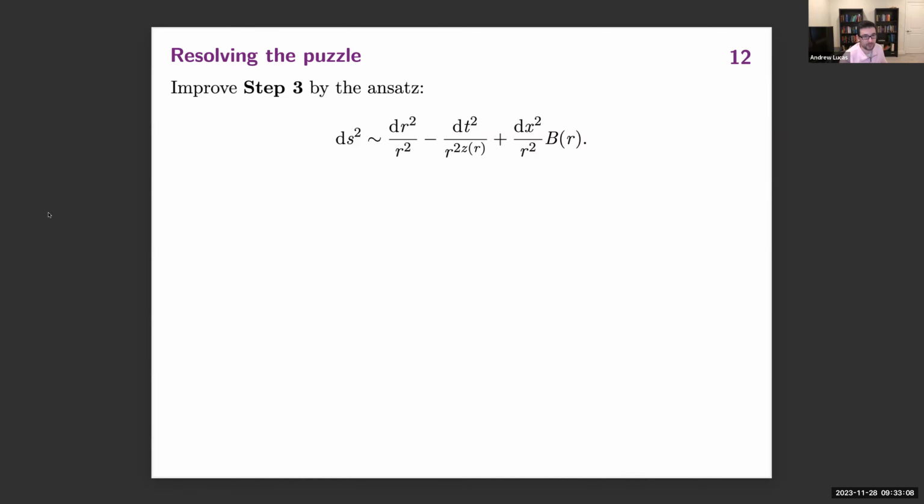So to fix it, we can use a homogeneous ansatz for the bulk geometry, but now we need to solve for this B and Z a little more carefully.